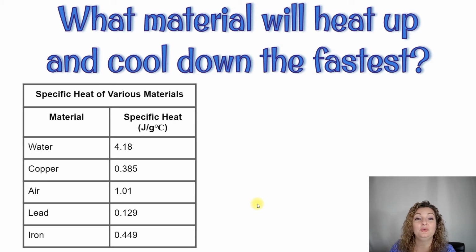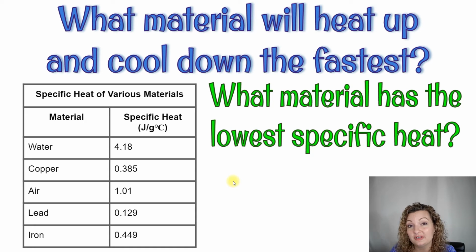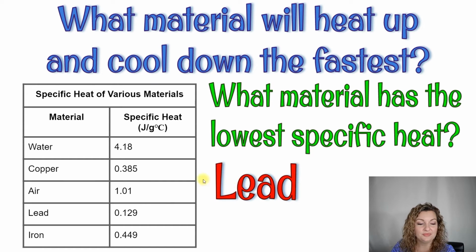So let's go ahead and try out a quick example. So what material will heat up and cool down the fastest? If you're looking at this data table, what is this question really asking us? It's really asking us what material has the lowest specific heat, right? So in other words, we're just looking for the lowest number on this data table, and that's going to be lead. So if you look at lead, it does have 0.129 joules per gram degree Celsius, right? So it's the lowest number on this data table. In other words, it has the lowest specific heat, and it will change temperature with the least amount of energy applied.